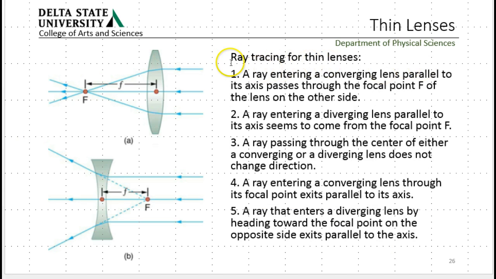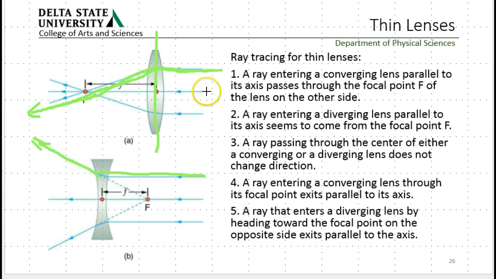For ray tracing for thin lenses, there are 5 simple rules. 1. A ray entering a converging lens parallel to the axis passes through the focal point f of the lens, so you draw the line up to this plane, and then you draw a line through the focal point. 2. A ray entering a divergent lens parallel to its axis seems to come from a focal point f. So we draw it to the plane, and then we look and say, oh, it would have come from here, so it goes like that. That's our ray trace for these 2 different lenses.